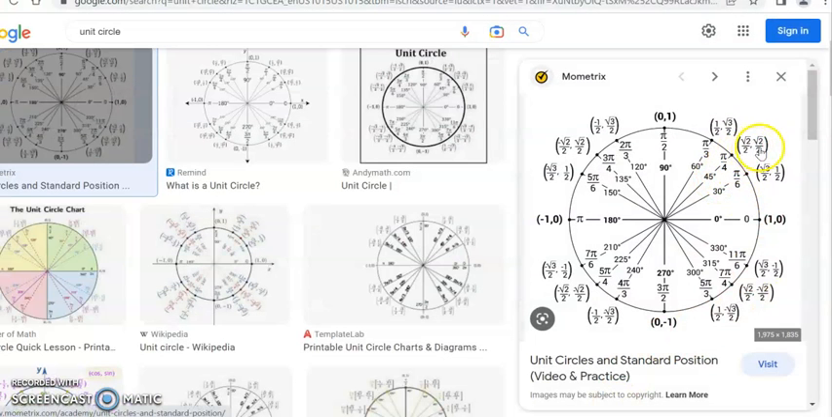And I love these, because you can't mess this one up. So we got pi over 4. These are all my 4s. 3 pi over 4. 5 pi over 4. And 7 pi over 4. Okay.